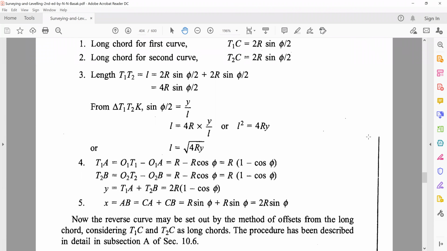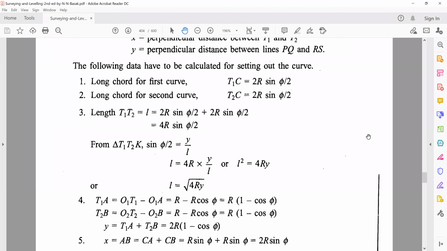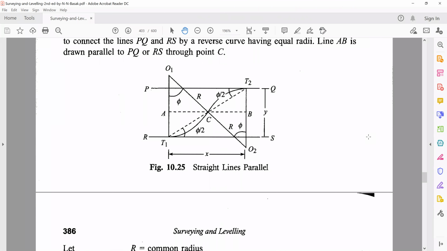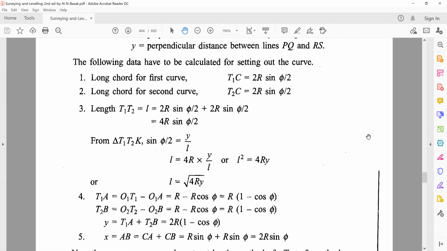Alternatively, what we can do is calculate the distances T1a and T2b, which as of now is half the distance. But if you want to calculate it in some other way, if, let's say, the two radii are not equal, then obviously you can't use the above relation that we have used, because that uses the common radius and the common angle of deflection.